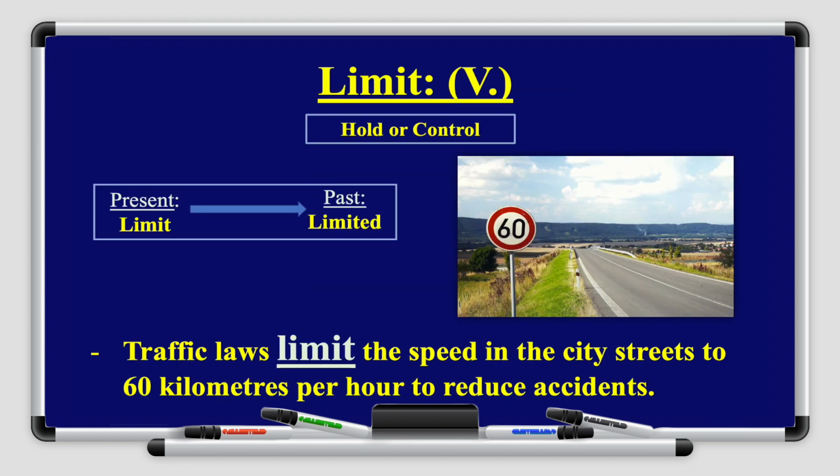Next we have the word limit. So repeat after me. Limit. Excellent. Let's see, what part of speech here is limit? V stands for verb. Good job. Let's read what's the past form of limit? Here is limited, adding ed. Now let's read the example here. Traffic laws limit the speed in the city streets to 60 kilometers per hour to reduce accidents. So limit, to hold or control.